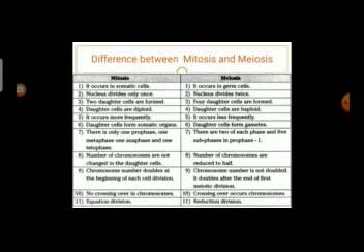Mitosis consists of a single division, but meiosis consists of two divisions. In mitosis, two diploid daughter cells are formed, but in meiosis four haploid daughter cells are formed. In mitosis, the chromosome number in the daughter cell is similar to the parent cell, that is 2n, but in meiosis the chromosome number in the daughter cell is half of the parent cell. In mitosis, identical daughter cells are formed, but in meiosis, daughter cells are not similar to the parent cell and are randomly assorted.